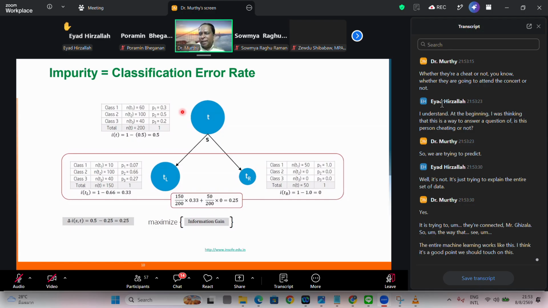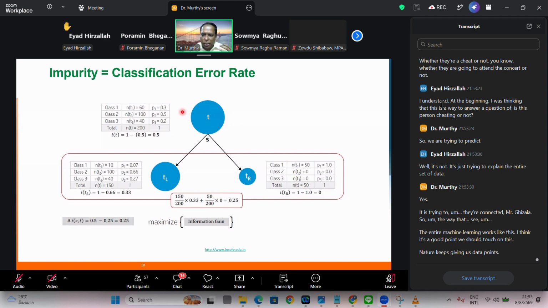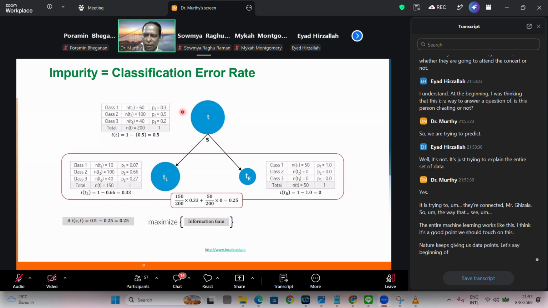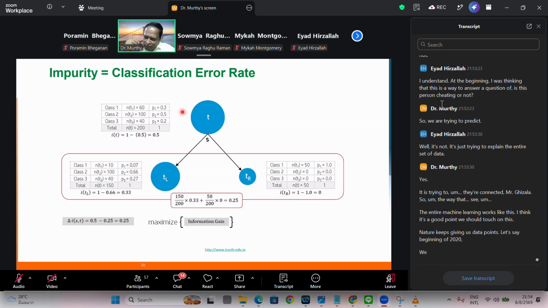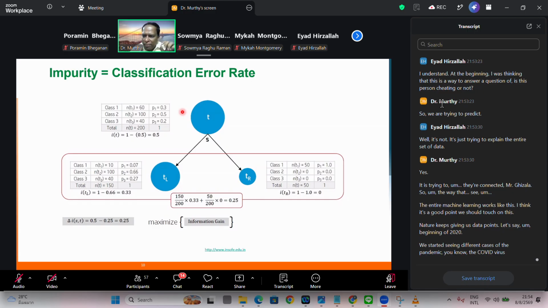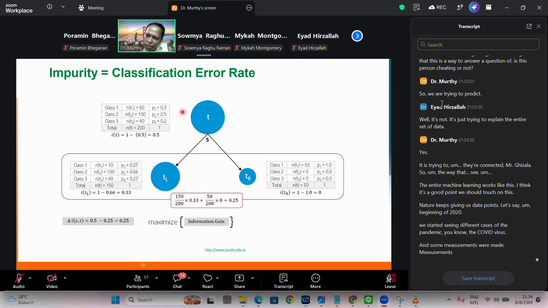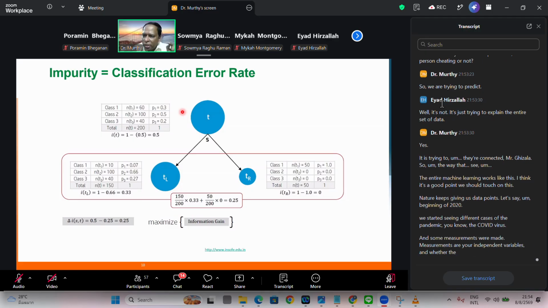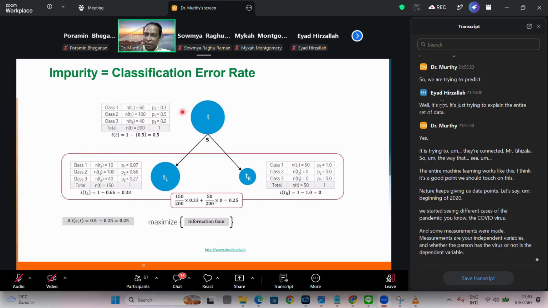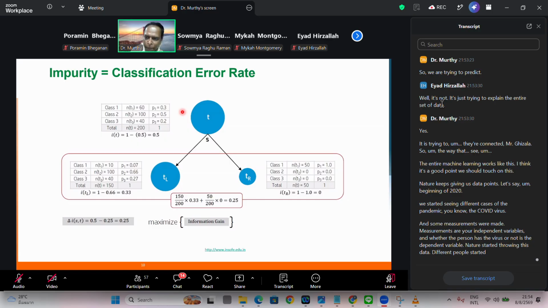Nature keeps giving us data points. Let's say at the beginning of 2020, we started seeing different cases of the pandemic, the COVID virus. And some measurements were made. Measurements are your independent variables, and whether the person has the virus or not is the dependent variable. Nature started throwing this data. Different people started getting sick.